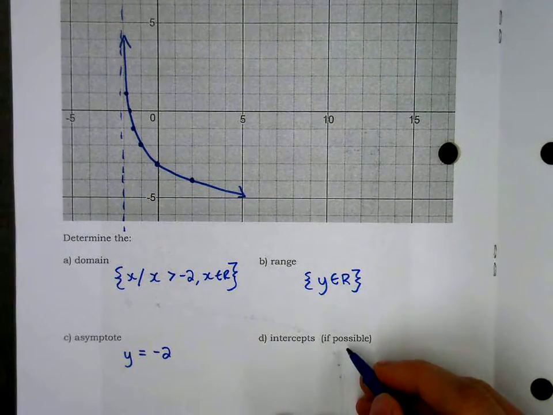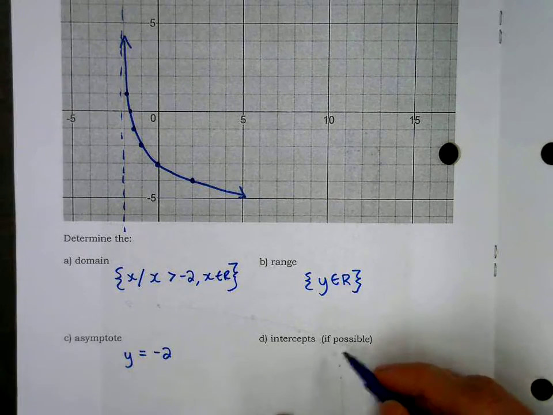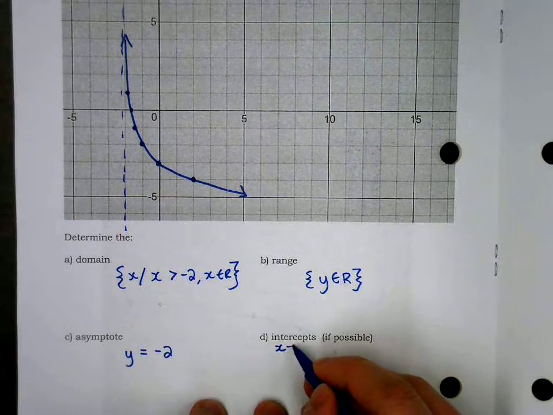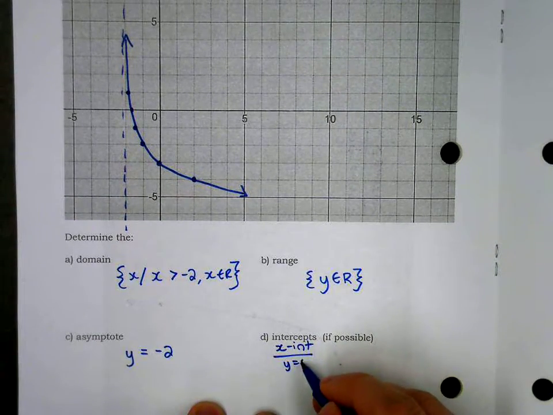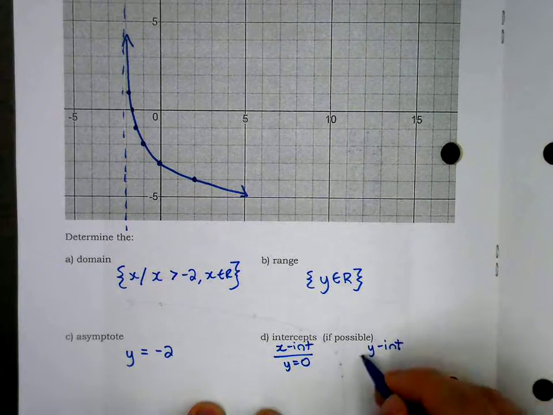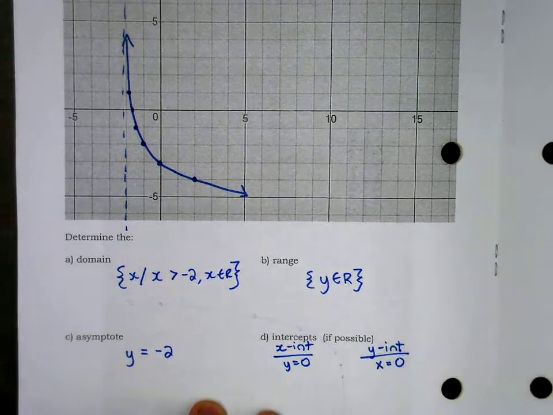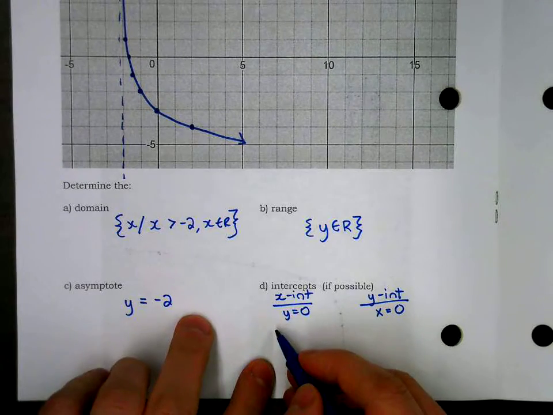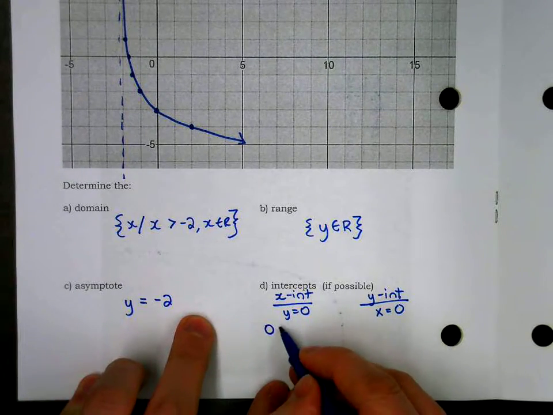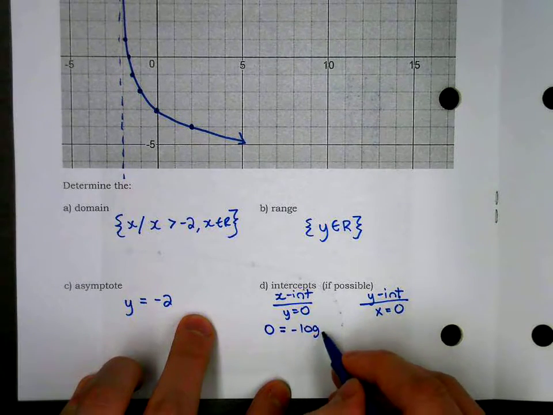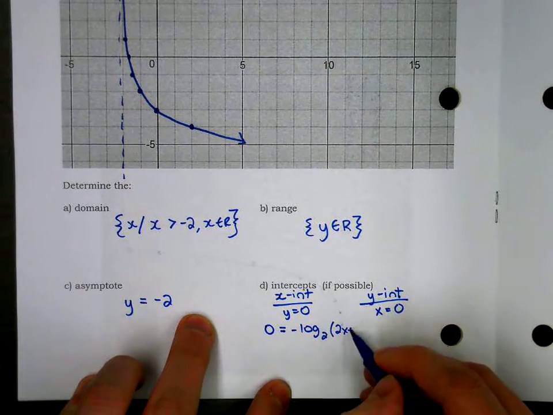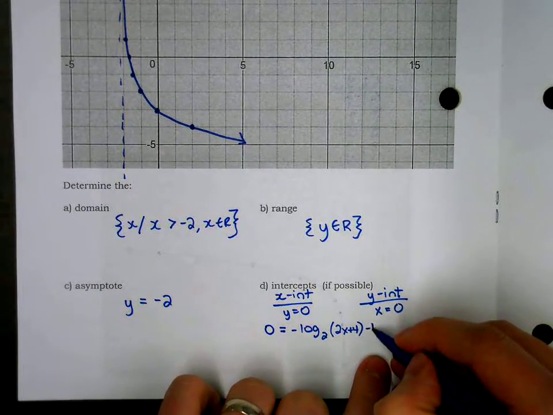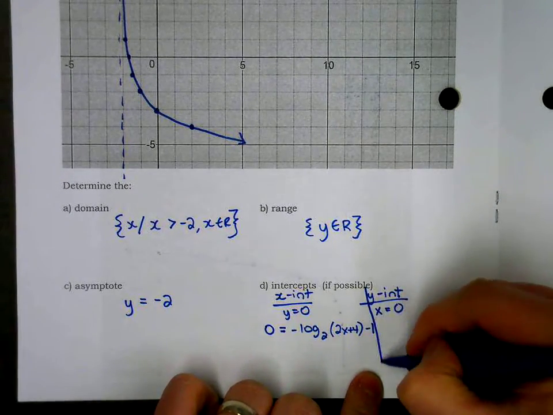And the intercepts, if possible, these might be a little bit tricky. I do see a y and an x-intercept. To find an x-intercept, we would need to say y is 0. To find a y-intercept, we would need to say x equals 0. Let's try this. It might be a little bit tricky, but we'll see what happens. So let's say 0 equals negative log base 2 of 2x plus 4. Can this be evaluated? And there's a subtracting a 1. We're running out of space.